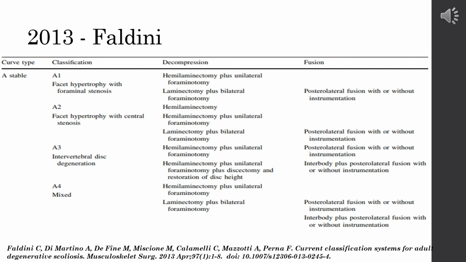Stable curves are further divided into 4 categories depending on the main component determining the clinical picture of the patient. In type A1 curves, symptoms depend on facet hypertrophy with foraminal stenosis. In A2, from central stenosis, while the clinical picture in A3 is mainly due to intervertebral disc degeneration. A4 is a combination of these 3.